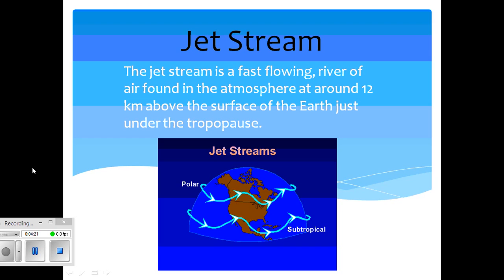Jet stream. Now, the jet stream is a fast-flowing river of air found in the atmosphere at around 12 kilometers above the surface of Earth, just under the tropopause.